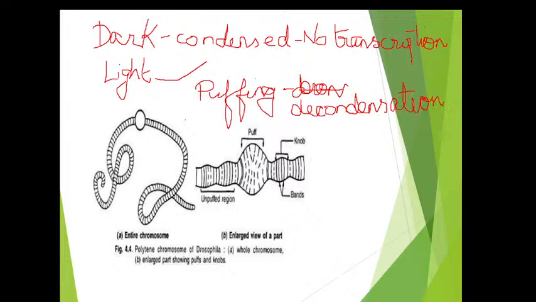Puffing means decondensation. So when protein synthesis is required, the DNA of the bands will form puffs. Puffing means decondensation of the DNA takes place, and as a result more RNA will be synthesized. Some of these puffs will become enlarged, and these enlarged puffs are called Balbiani rings because they were discovered by Balbiani.